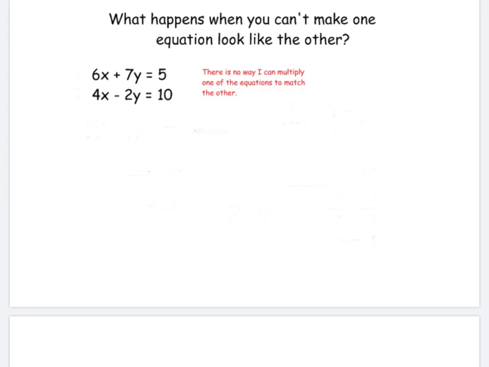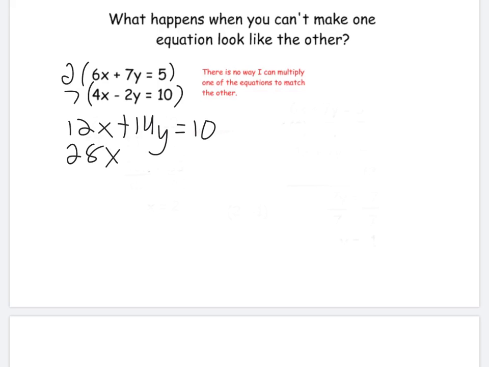So to make the top equation 14y, I would need to multiply the whole thing by 2. So I would have 2 times 6x, which gives me 12x, plus 7y times 2, which is 14y, equals 5 times 2, which is 10. Now, I want my bottom equation, the y value, to be negative 14. It's already negative 2, so to make negative 14, I multiply each part by 7. So 7 times 4x gives me 28x, and then 7 times negative 2y is negative 14y, and 7 times 10 is 70.